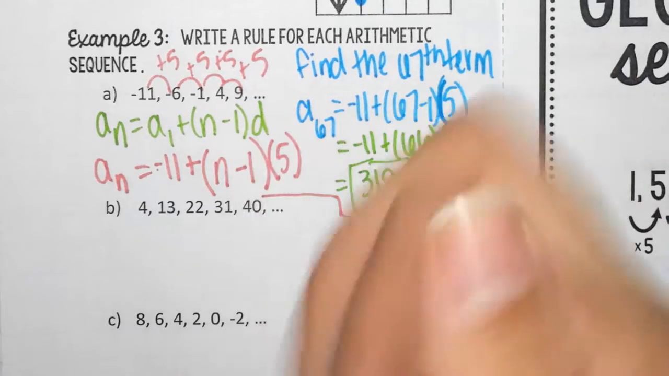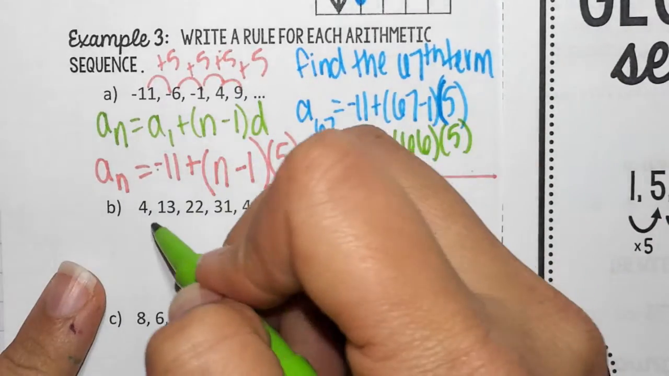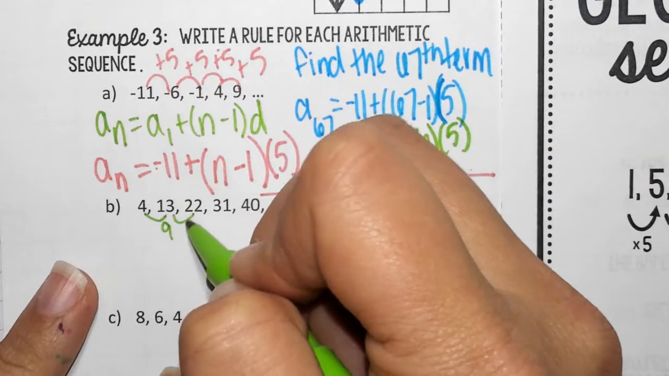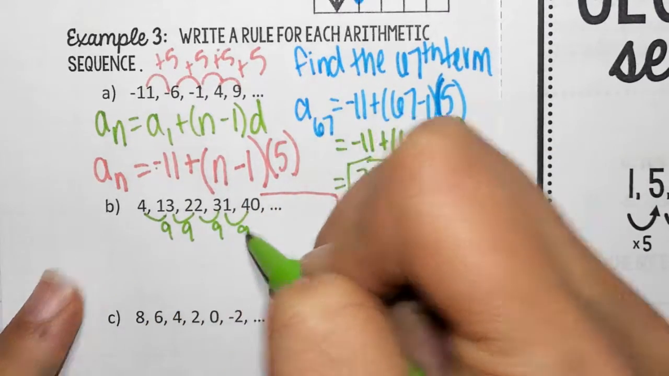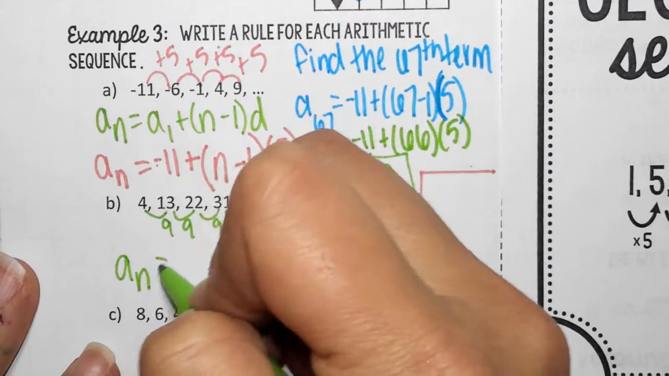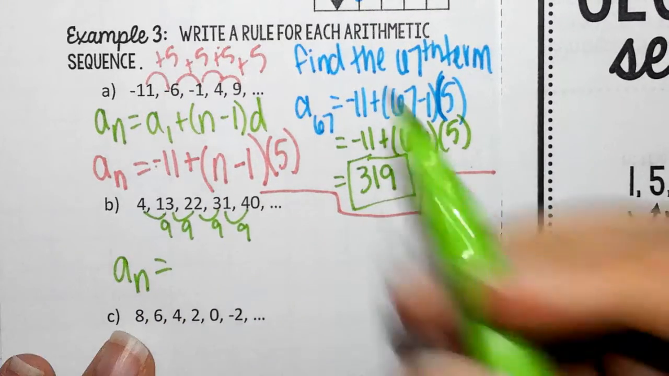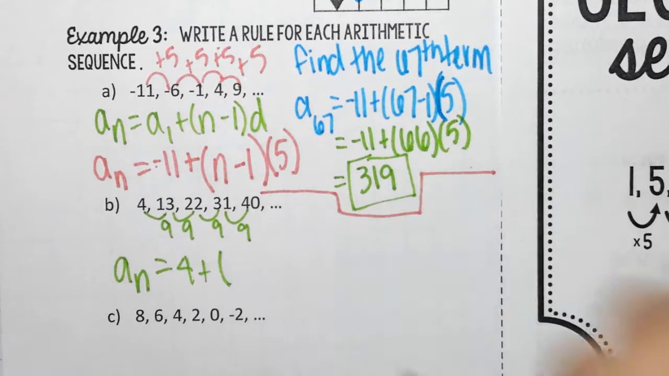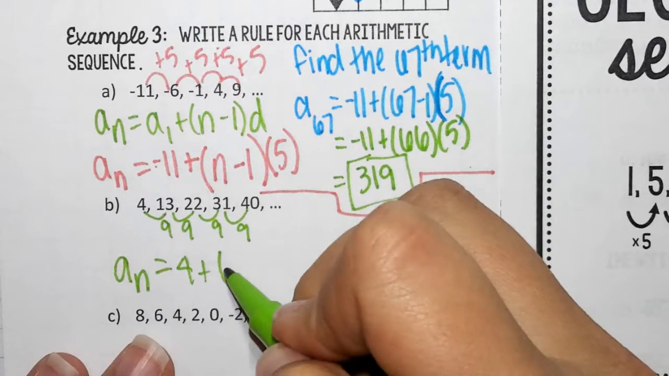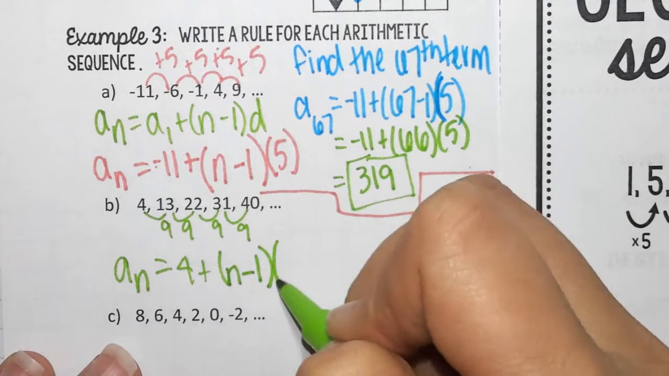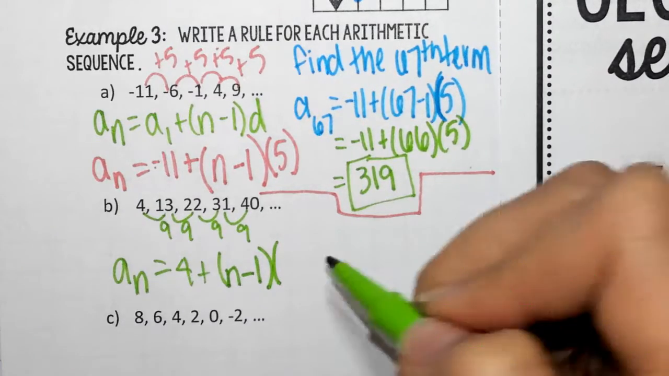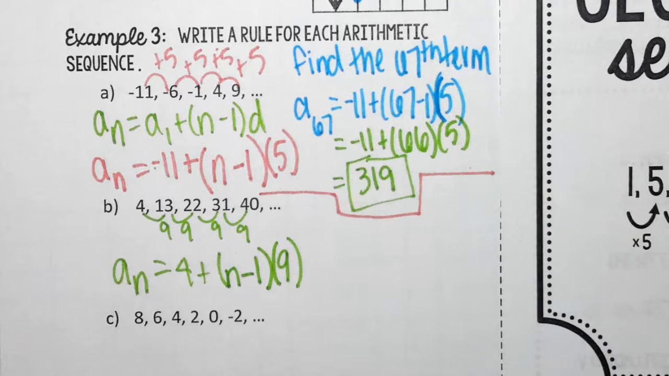Yes. All right, so how much is this one increasing each time? 9. All right, so this time it would be a sub n equals, what's our first term? 4. 4 plus, now do we know what n is yet? No. Nope, so we write n minus 1 times what? Times 9. Yes, it would be helpful if you wrote it down. Does everybody see how we got that? Yeah, I got that.